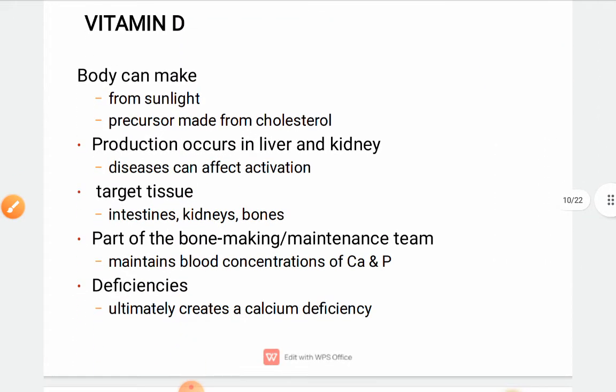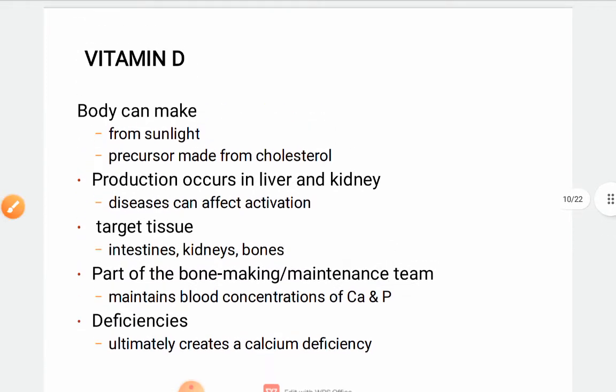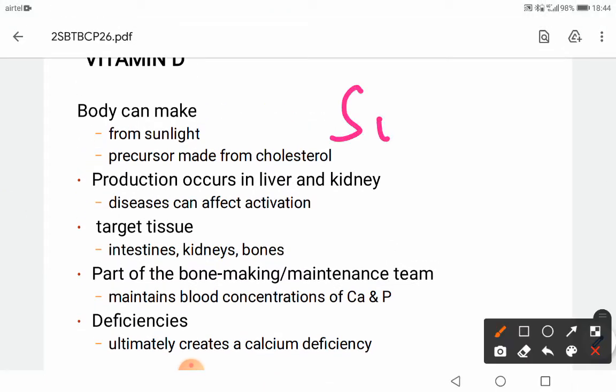So next we will move on to vitamin D. In vitamin D, the body can make vitamin D. So hence this vitamin is called the sunshine vitamin. It is also called the sunshine vitamin.